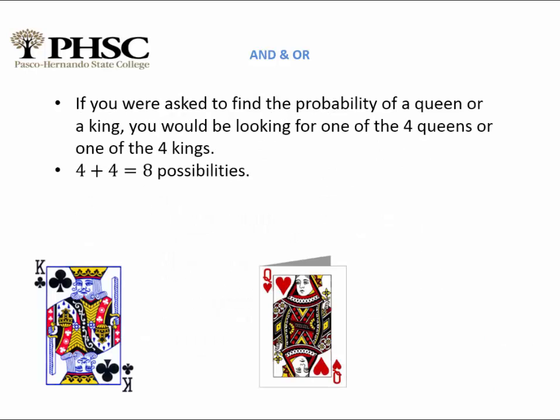Now, if you are asked to find the probability of a queen or a king, you'll be looking for 4 queens or one of the 4 kings. So that would be 8 possibilities. The reason here is that there is no queen and king card, so there is no card that satisfies both of them at the same time.